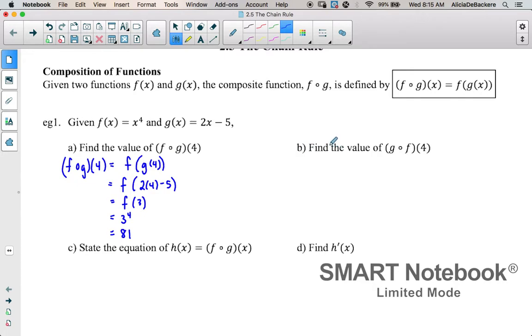In part B, we're going to do the same thing but in the opposite order. So it's g of f of 4. Over here we had the f first. So over here we were plugging 4 into g and then found that answer and plugged it into f. We're going to do it in the opposite order. What I want to know is, are they the same thing? Am I going to get the same answer?